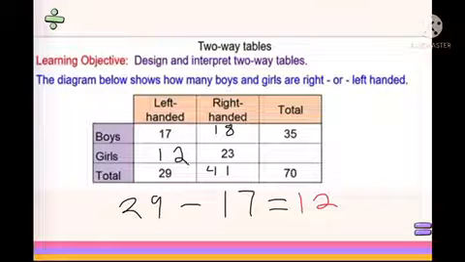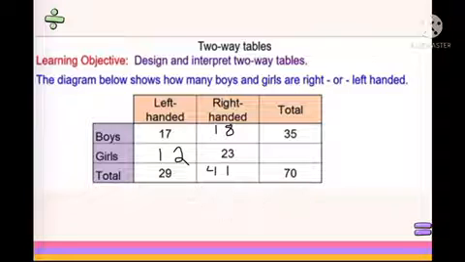Before we check our answer, we need to find the answers to check with. So 23 plus 12 gives us 35, and 35 plus 35 is 70. So our two-way frequency table is correct. And now let's move on to some more practice.